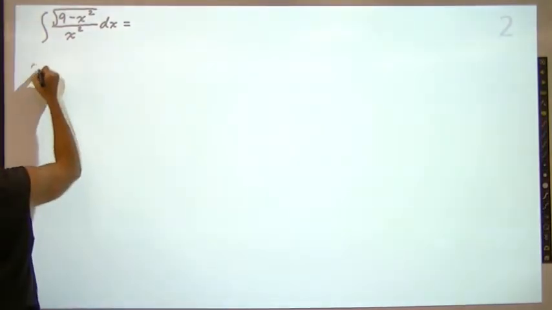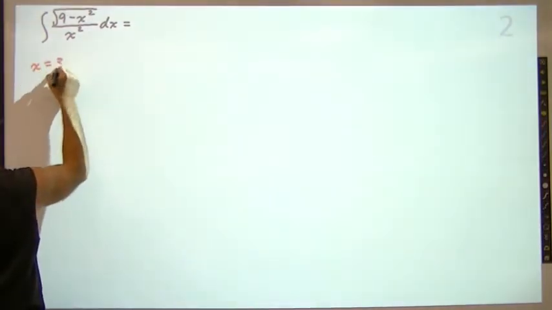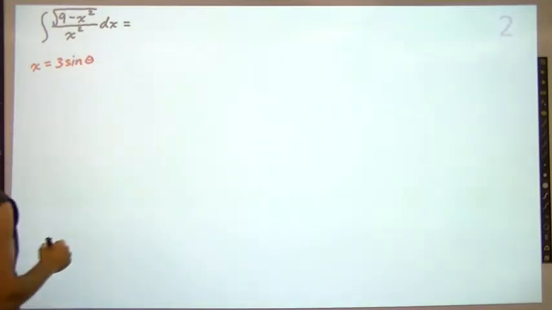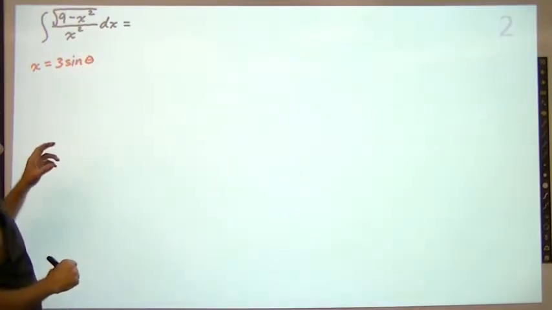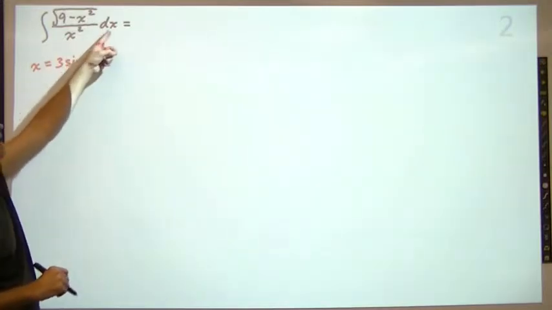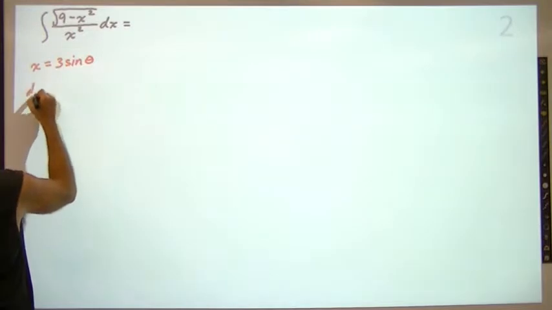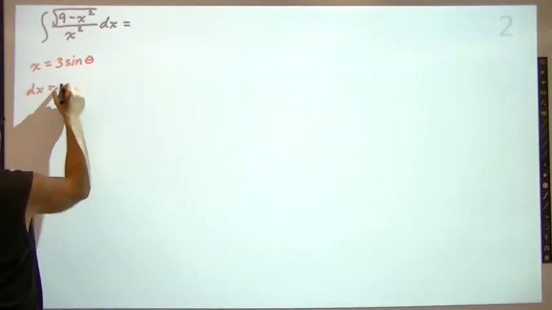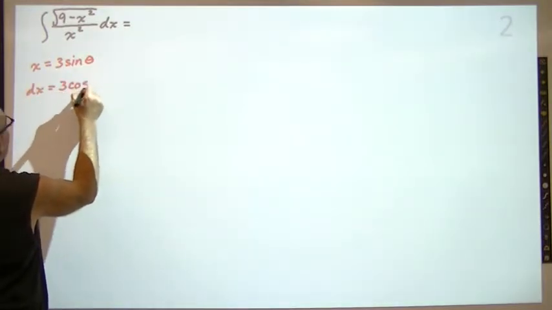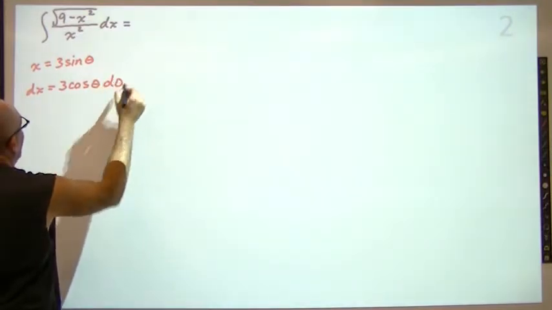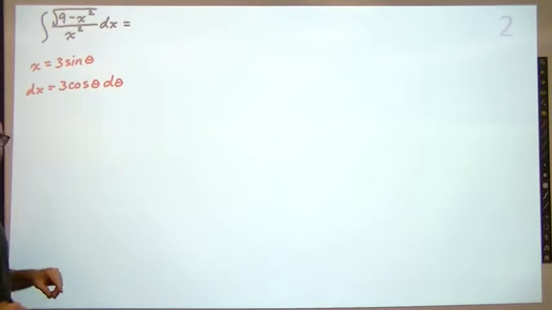So x equals 3 sine theta. Well, notice we not only have an x, but we have a dx too. Well, let's just take care of the dx right away. So that means dx equals 3 cosine theta d theta. And I'm going to need that piece. Now, let's go back to our x.